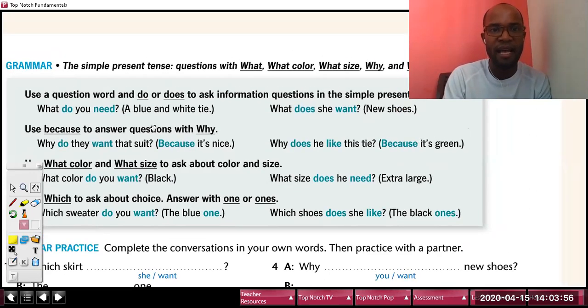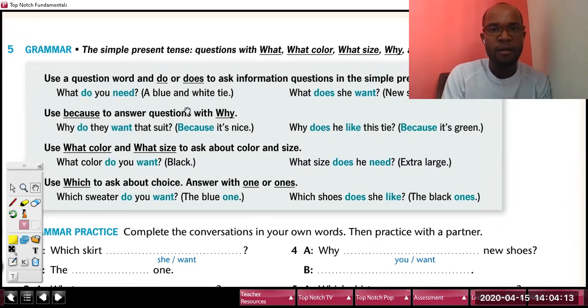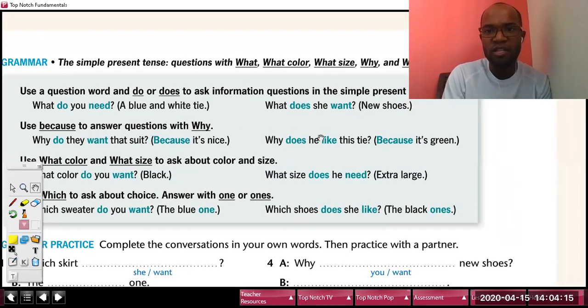For example, if I ask you, what do you need? You cannot say yes or no. I need a specific answer, like, what do you need? A blue and a white tie. So you have to be specific, right? What does she want? New shoes, new blouses, new skirts.